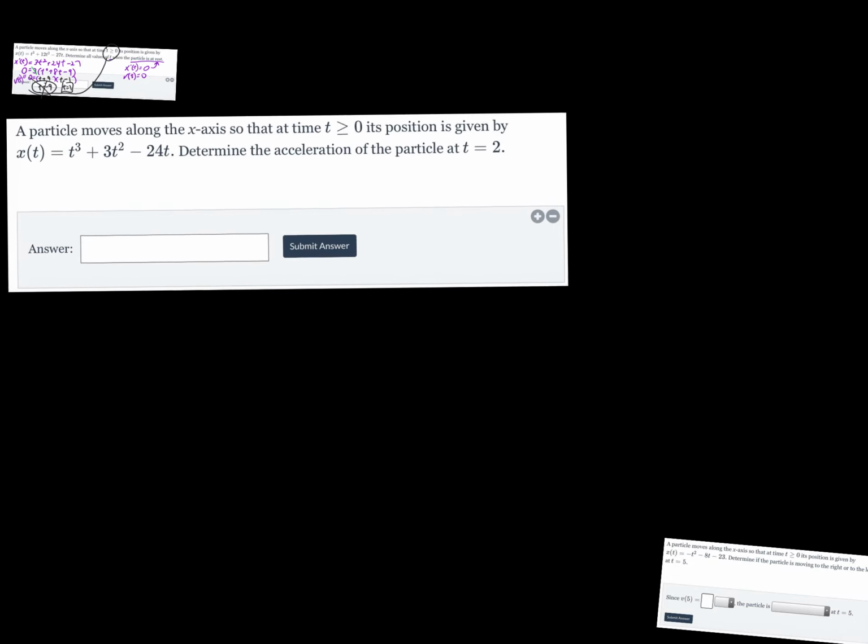Next, we have a particle that is moving along the x-axis horizontally. Time is greater than or equal to 0. And here's our position function. Determine the acceleration at time 2. Well, the acceleration we said was the second derivative, so that's going to look a little something like this. To get to the velocity function, that's the first derivative. That would be the velocity function right here, minus 24.